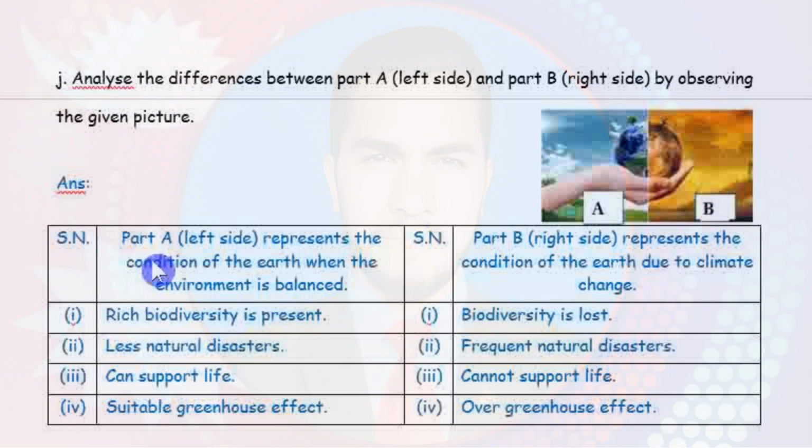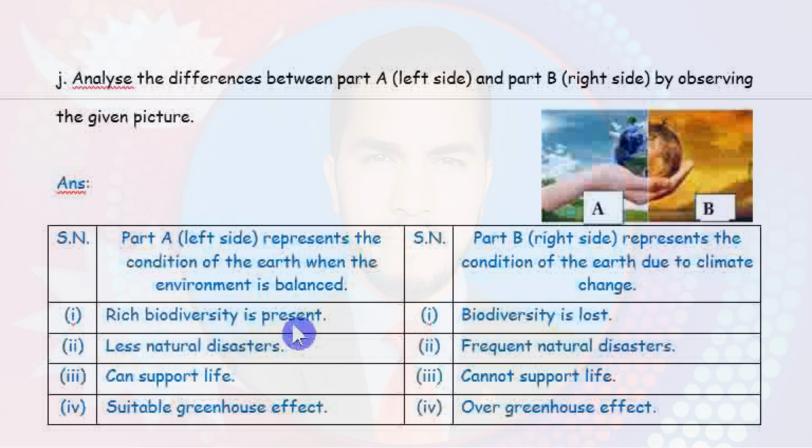Look at the table. Part A, which is on the left side, represents the condition of the earth when the environment is balanced. And the right side, part B, represents the condition of the earth due to climate change. Because of climate change, what is happening on the earth is shown on the right side. Let's go to the table. We have to write the differences between them.